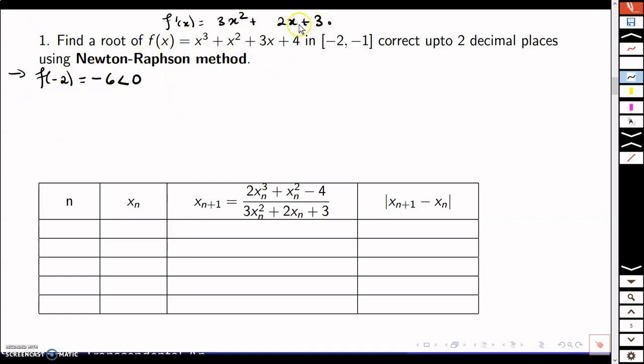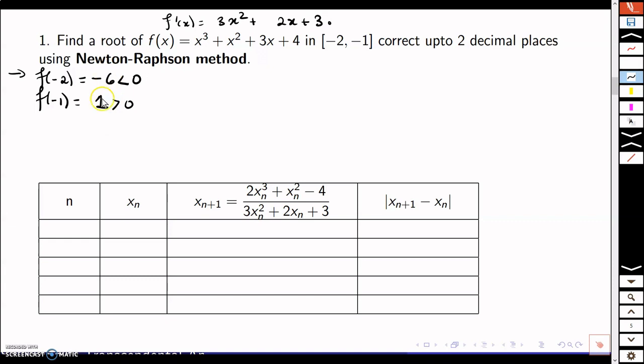Then I look at f of -1. This will be -1 the whole cube plus -1 the whole square plus 3 into -1 plus 4, and that turns out to be +1. Okay, which is a positive number. So definitely there is a root between -2 and -1 for this function, right?